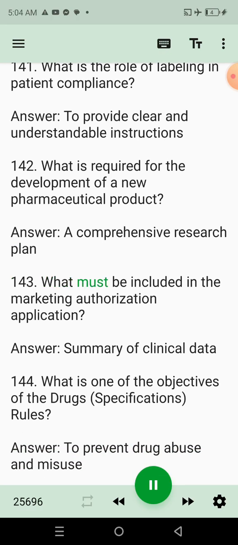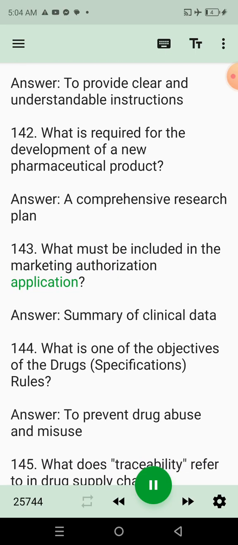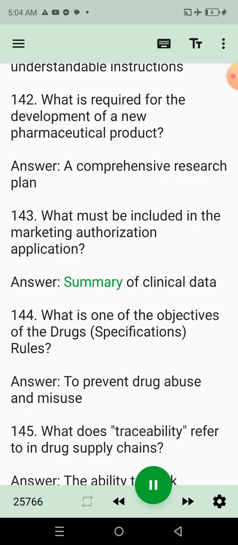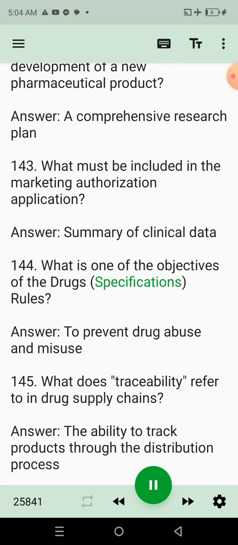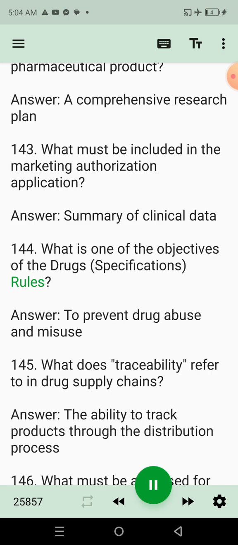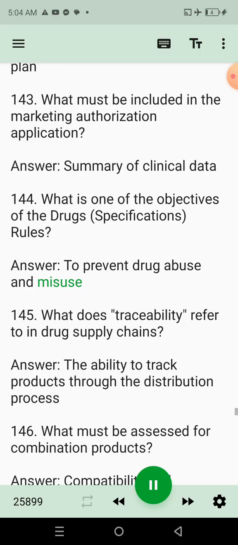143. What must be included in the marketing authorization application? Answer: summary of clinical data. 144. What is one of the objectives of the drug's specifications rules? Answer: to prevent drug abuse and misuse.